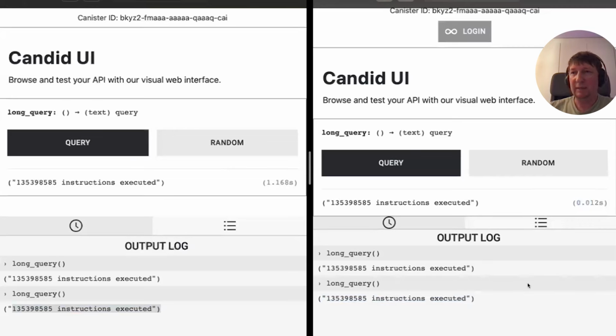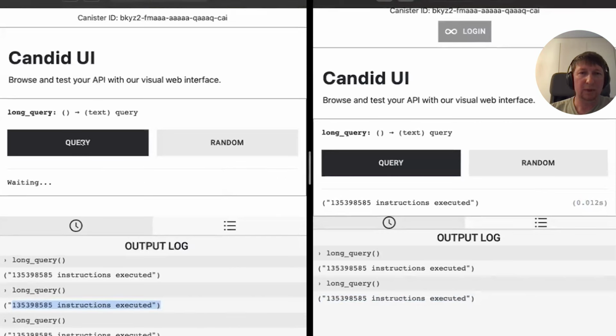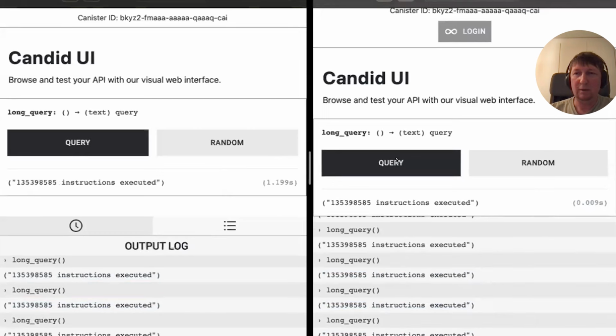So what happened? The new replica version detected that our long running query never reads balance or time. And now it keeps the cached result despite the canister balance and system time changes. So we can try to run this query again a few times. On the old version, it seems like always takes about a second to run. And on the new version, it takes just a couple of milliseconds. Yeah, and that basically concludes my demo.